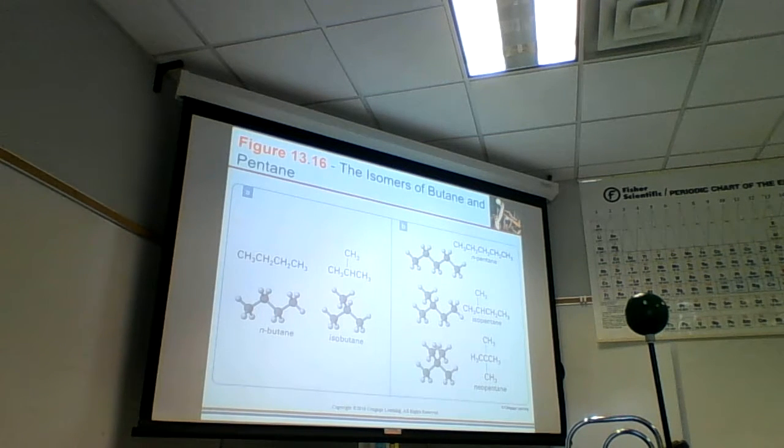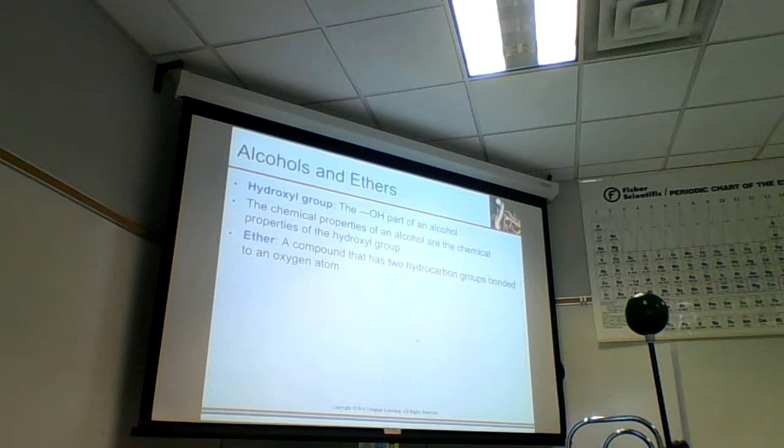A long time ago we went over the, do you guys recall the prefixes? Meth, eth, prop, but, pent, hex, hept, oct, non, dec. All right, those are the alkanes. There's also things called alkenes and alkynes, which we're skipping. And we're going to alcohols and ethers.